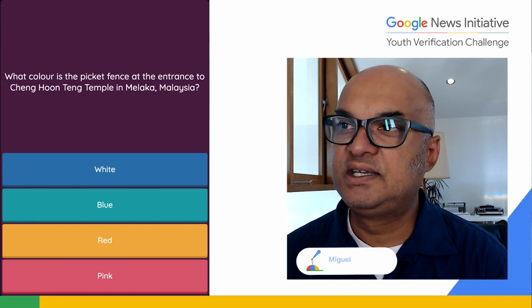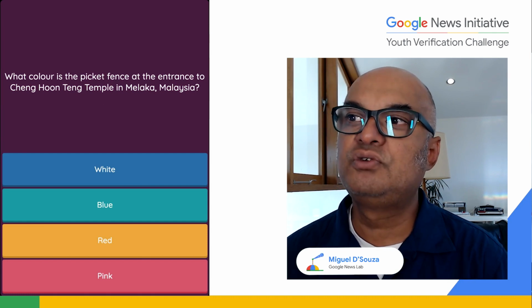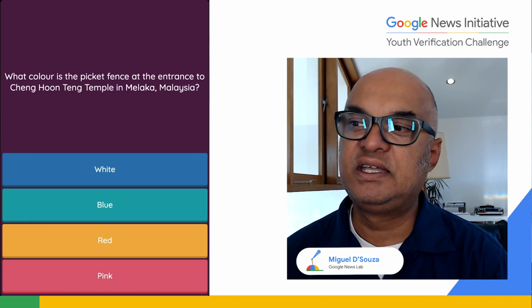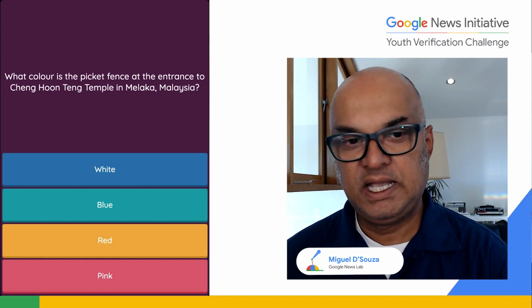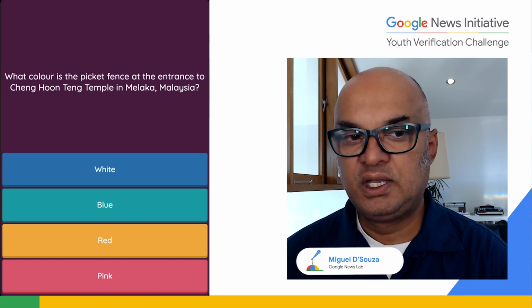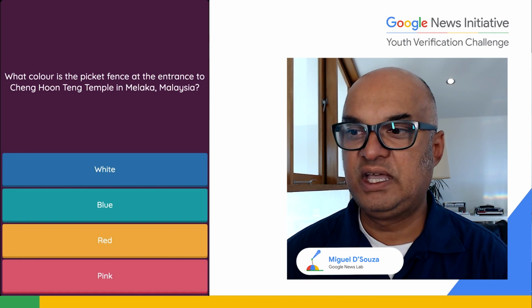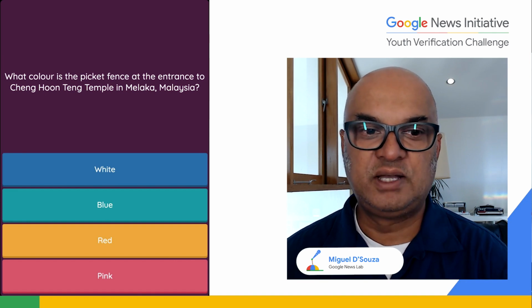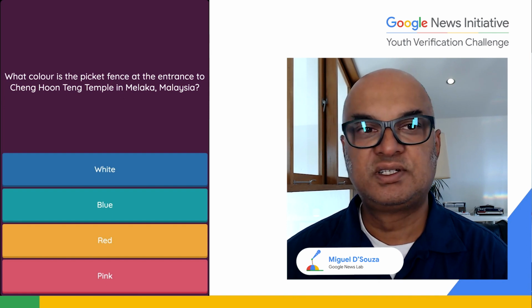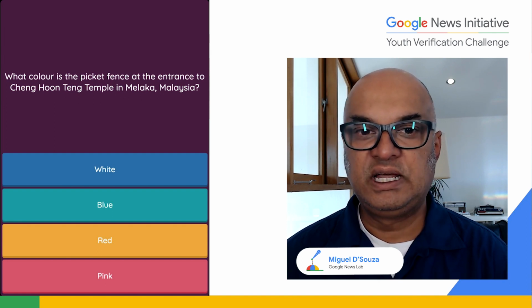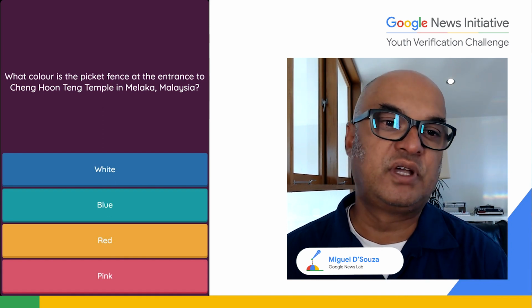Okay. What color is the picket fence at the entrance to Cheng Hun Teng Temple in Malacca in Malaysia? Is it white? Is it blue? Is it red? Or is it pink? Okay. So your time starts now. You have 3 minutes to answer the question. Now think about what you're going to do. Think about all of the tools that you've had a look at before.